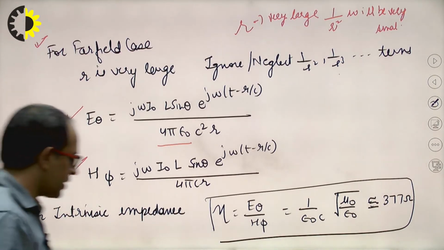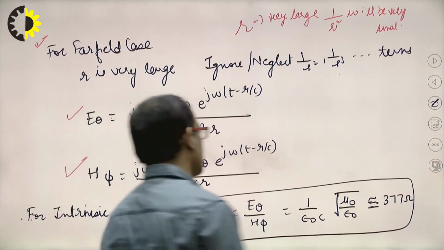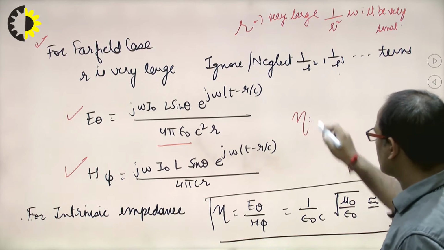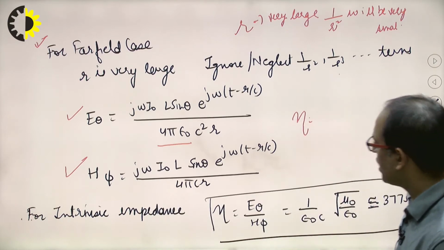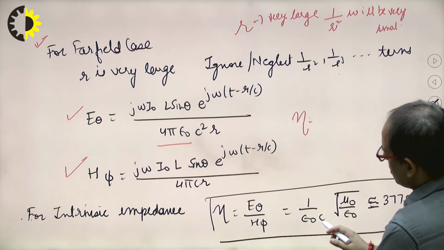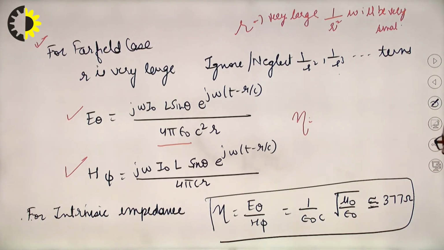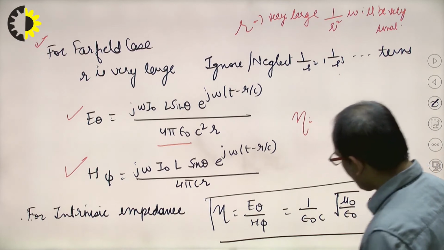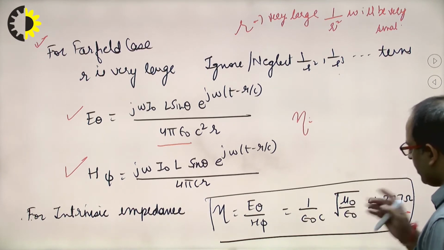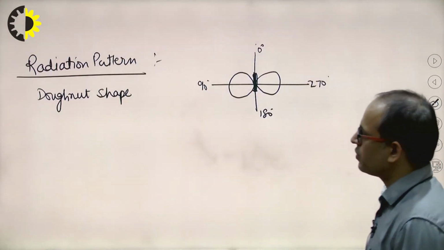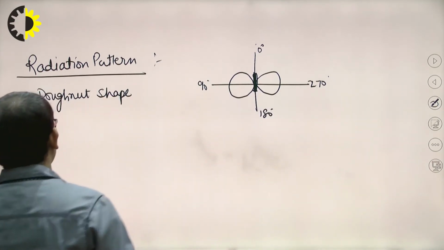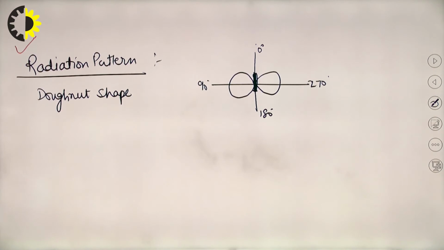Now for the intrinsic impedance of space, you know that it is equal to E theta divided by H phi. Putting these two values here, you will get 1 upon epsilon c, that is square root of mu naught by epsilon naught, which will be equal to 377 ohm. Just putting in the values of c, mu naught and epsilon naught, you get the intrinsic impedance of space equal to 377 ohm. Next one is, what will be the radiation pattern of the short electric dipole.